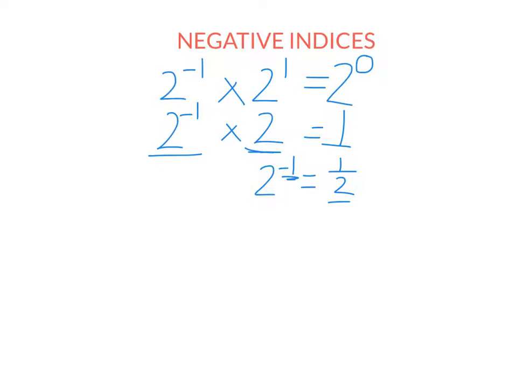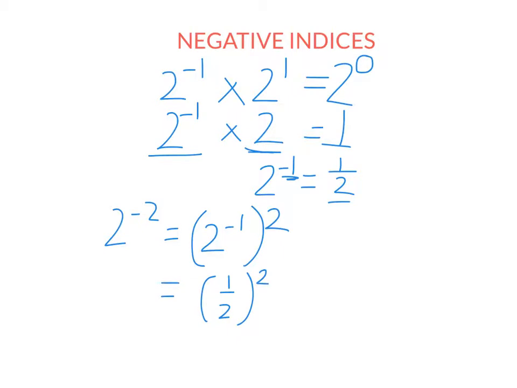So what would 2 to the power of negative 2 be? Well, to be consistent with previous index laws, that would be 2 to the power of negative 1 squared. So it would be 1 over 2 squared. And remember, if I'm squaring a fraction, square the top, square the bottom. Okay? So we have a rule developing here, and hopefully you can see the pattern.